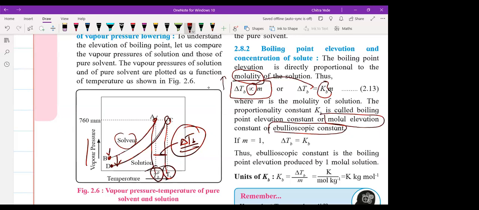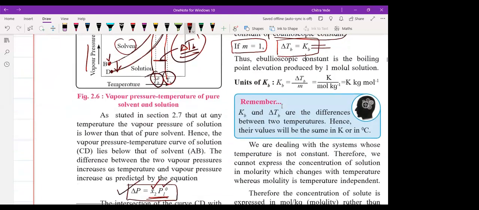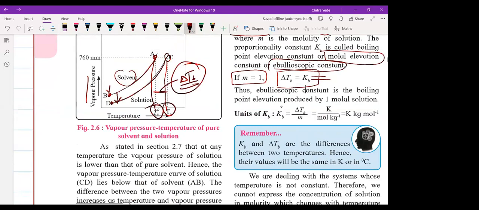If suppose molality of the substance is 1, if we form a 1 molar solution by dissolving non-volatile solute in volatile solvent, then the change in temperature, or rise in temperature, or elevation in boiling point, equals the constant, which is not going to change when we prepare 1 molar concentration of the solution. But if it is not equal to 1, then we know the molality formula.